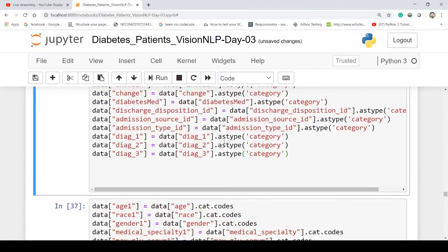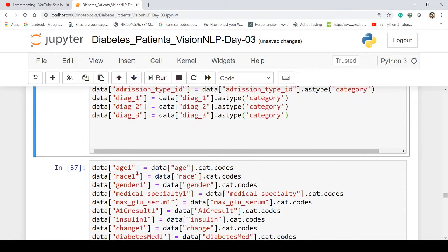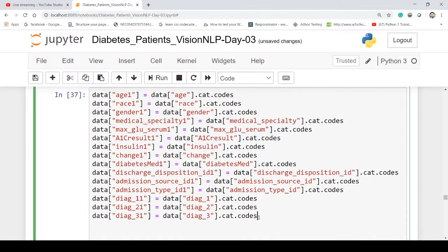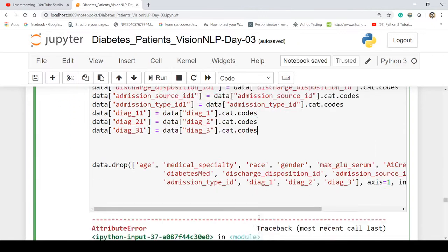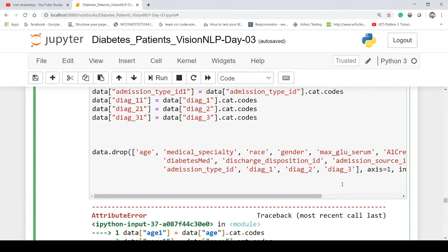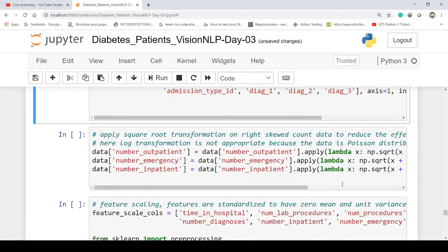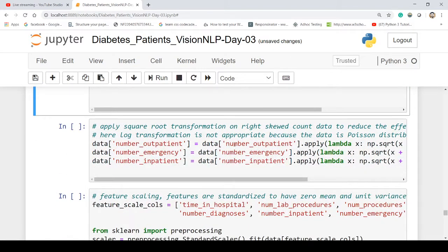So here what I'm doing is the categorization, and here I am assigning. If you can see, age has become age 1, race has become race 1, gender has become gender 2, and so this is my new column now. Whatever the rest of the columns have left, I will delete. That is why it was throwing an error. Now it's fine.